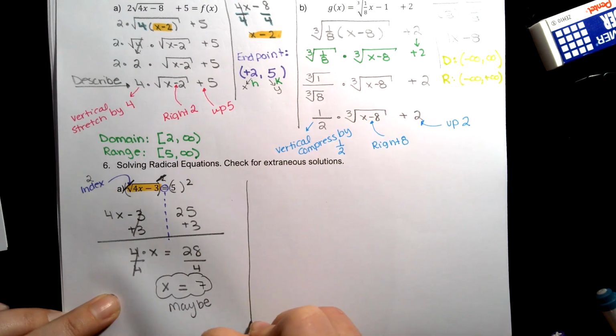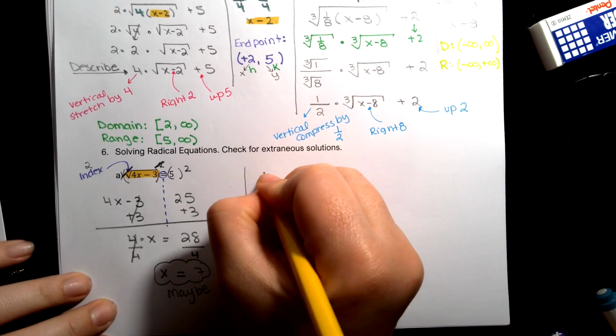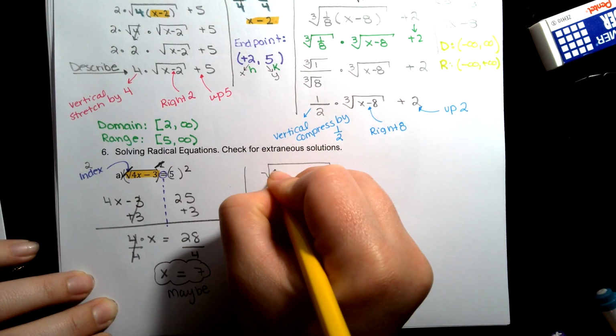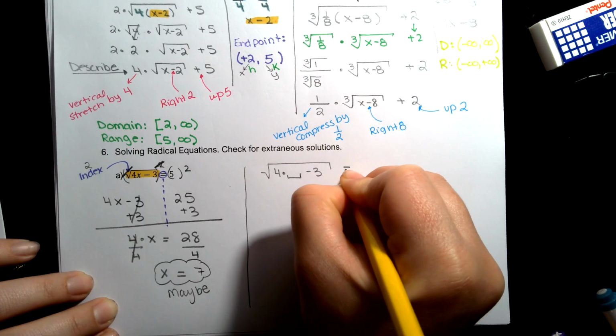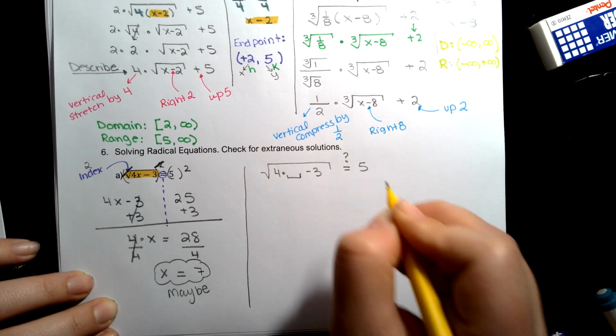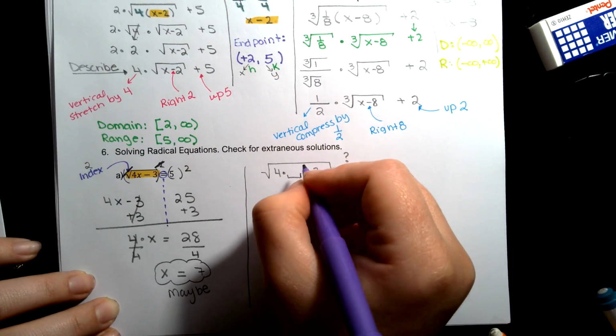With a square root, we have to make sure it's not a negative on the inside and that there is a balance. So here's our square root. Here's 4 times our x value minus 3, and that is supposed to equal 5. If it does, great. If it doesn't, then we say it's an extraneous solution.